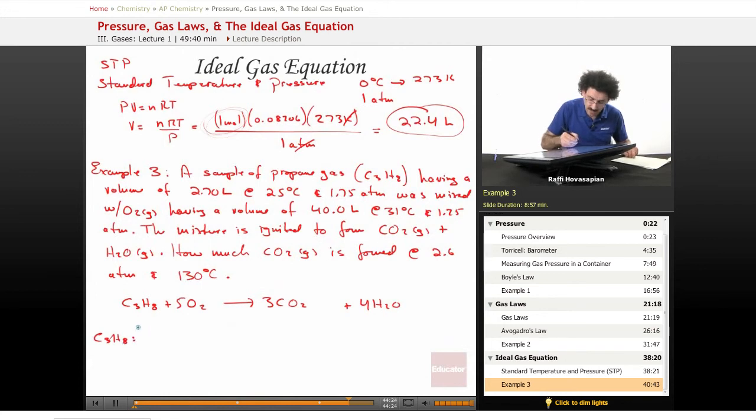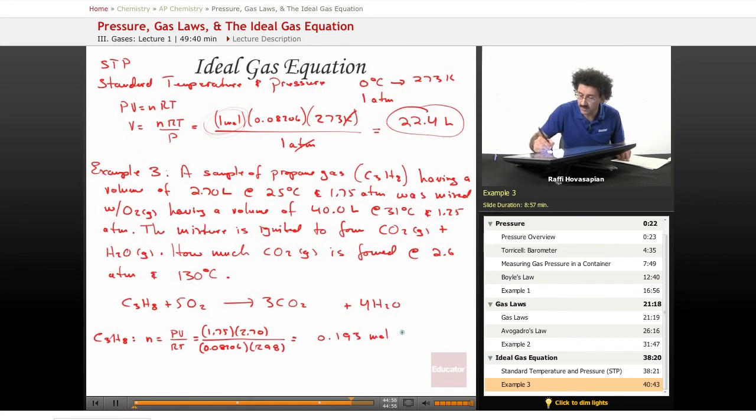C3H8. Okay, the number of moles is equal to PV over RT. I've just rearranged the ideal gas law. I stick the values in here. I have 1.75. I'm going to skip the units. I hope you'll forgive me. 2.7 liters. Gas constant is 0.08206, and I'm at 25 degrees Celsius, which is 298 Kelvin. Number of moles is 0.193 moles of propane. Okay? Good.